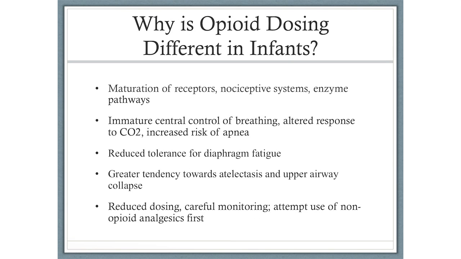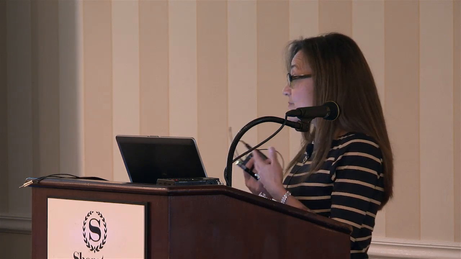In addition, infants have immature control over their breathing. They have an altered CO2 response curve and have an increased risk of apnea. They also don't tolerate diaphragmatic fatigue, and they have a greater tendency to collapse their airways. And so it's important to keep all of this in mind when you're dosing opioids in young children, in infants. And so you need to reduce your dose, and you need to have really careful monitoring and vigilance, and try to use, if you can, non-opioid analgesics first.